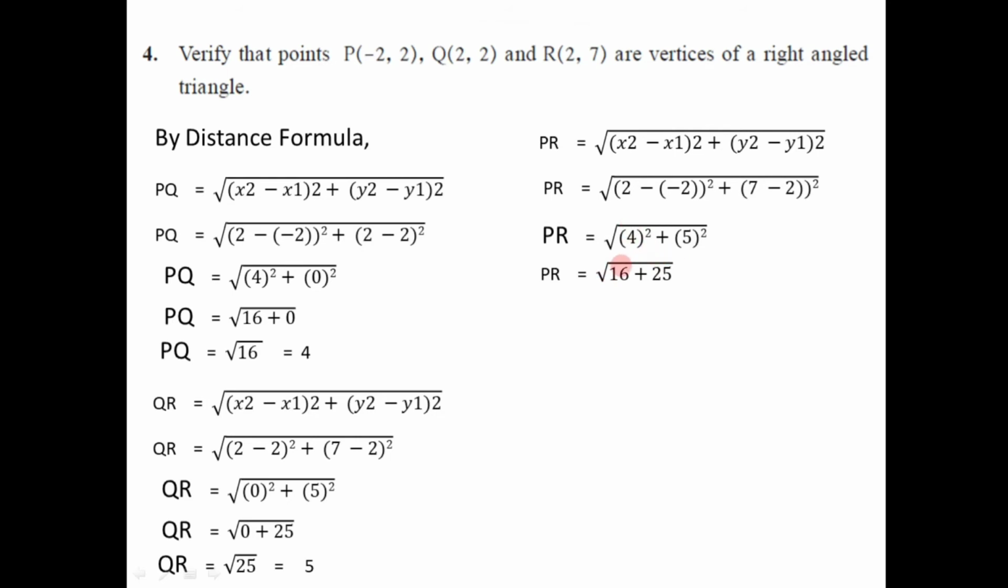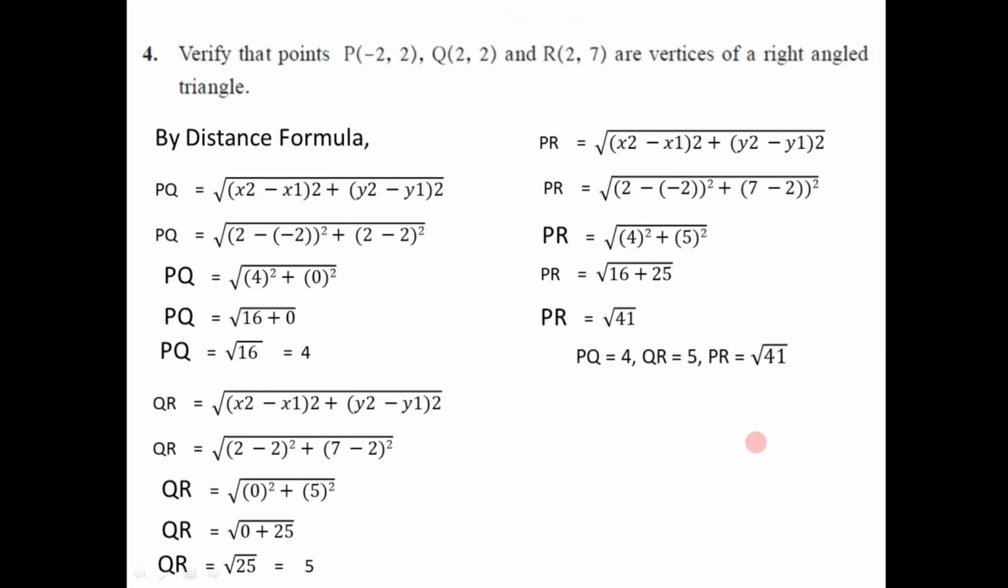under root 4 square is 16 plus 5 square is 25. So PR is equal to under root 41. As this is not a perfect square, we should keep this as it is. The length of segment PR is under root 41 units.